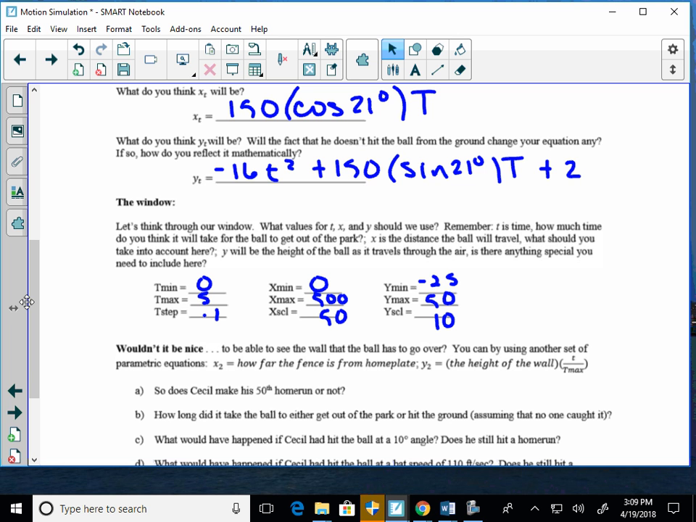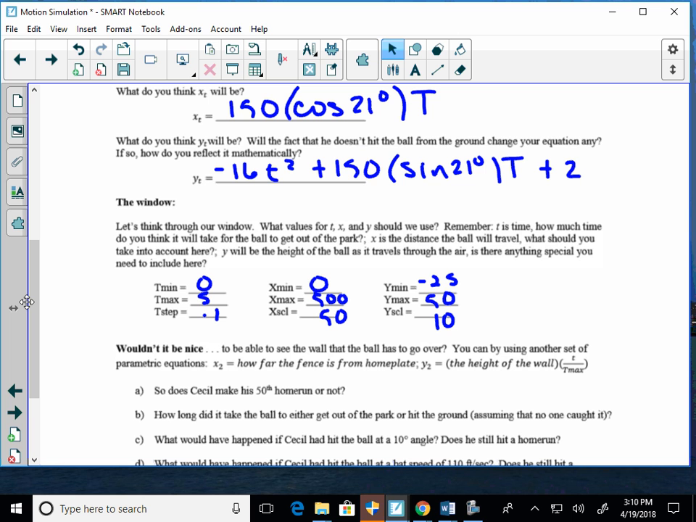They want to know if you hit a home run. So it would be kind of cool to be able to see the wall, right? So to see the wall, we're going to go y equals. Okay, the wall, we want to do how far out, how far the fence is from the home plate, which would be what? 408? Okay, and then the second one, the height of the wall, which is 10 times T divided by your T max, and our T max was 5. Graph it.